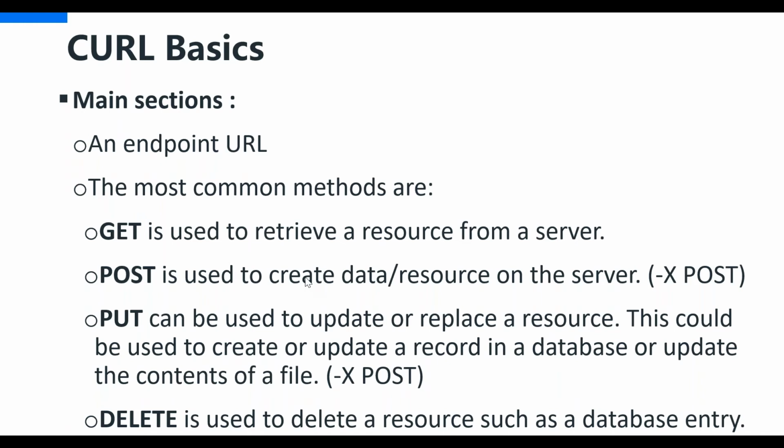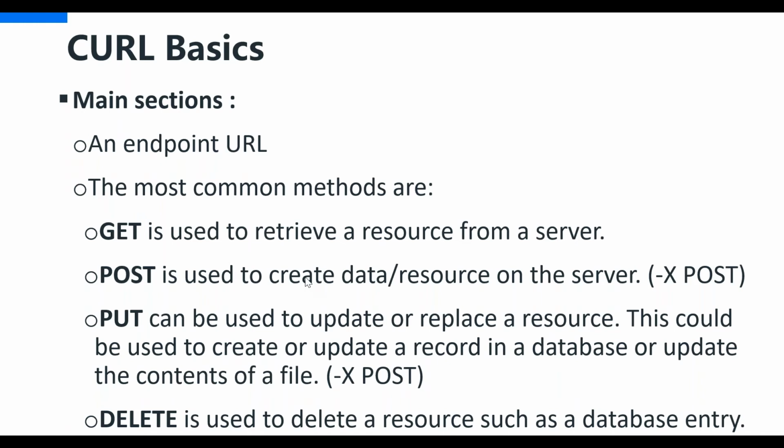So if you just give curl and then the URL, what it's trying to do is go to that URL and fetch the data that is shown on that URL. And get is the default method. You can mention it if you want to, but you don't need to. Post is mainly used to create data and resources on the server.